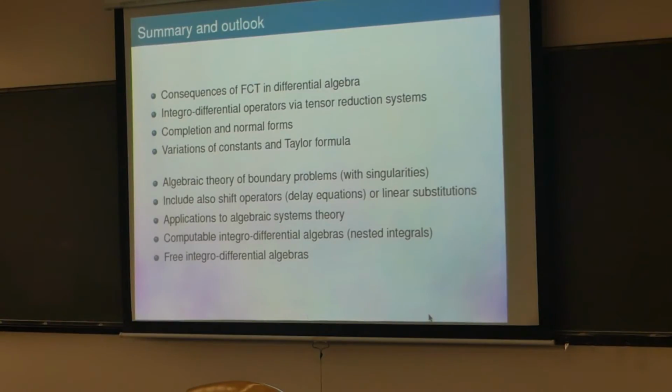And of course, for future work, as I mentioned already, based on our previous work, we can now do an algebraic theory of boundary problems with singularities, also in this generalized setting. And what you've seen is this approach: you start with some identities on operators and then try to find a complete reduction system by this completion process. In the tensor algebra, you can add other operators if you want. And one particular operator that came up in application is the shift operator.